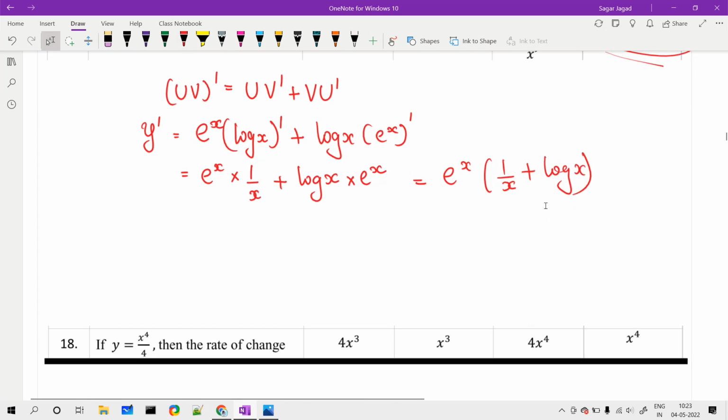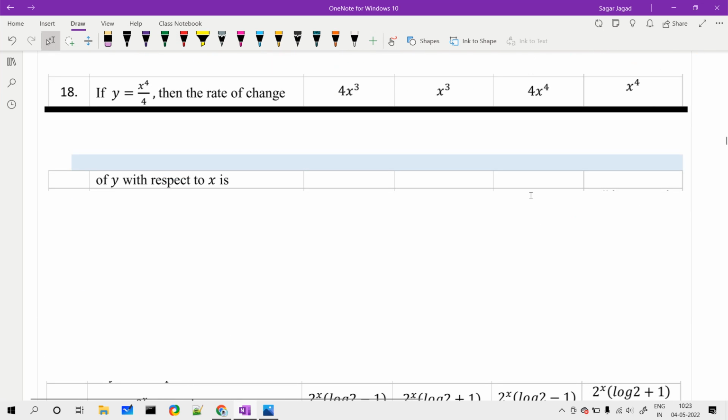This is question number 17. Over here, if y is this, then we need the rate of change of y with respect to x. One of the simplest questions. What is the meaning of a derivative? Derivative is nothing but the rate of change. So whenever they ask you the rate of change of a function with respect to a variable, that means they are asking you the derivative of the function with respect to that variable.